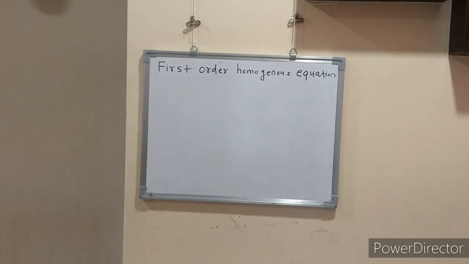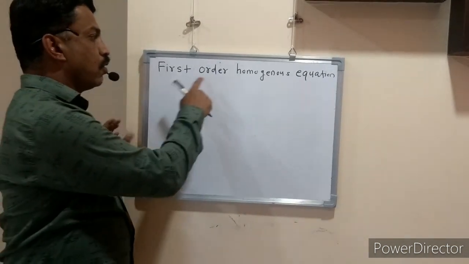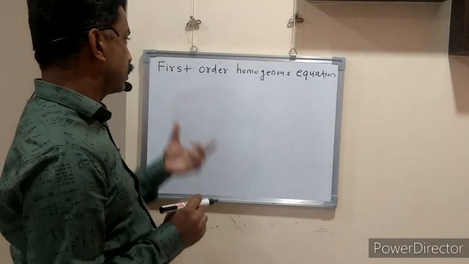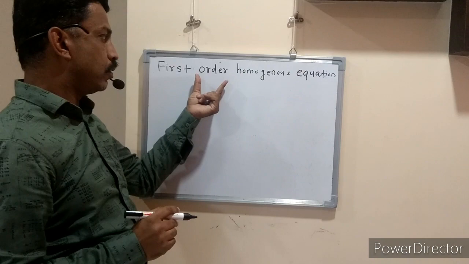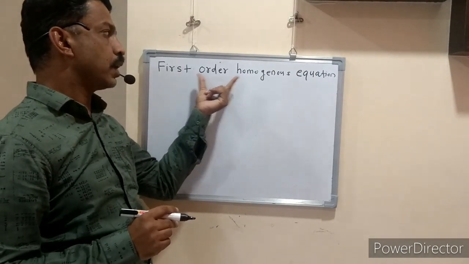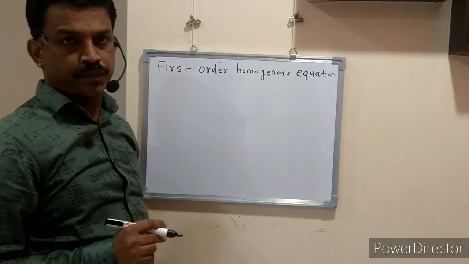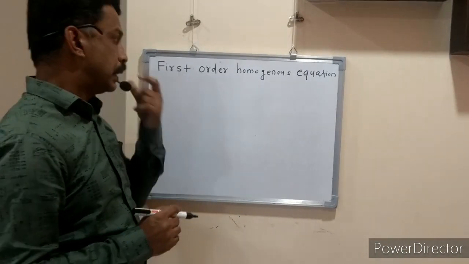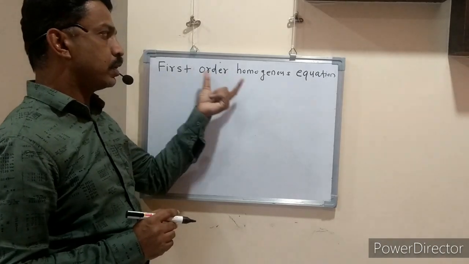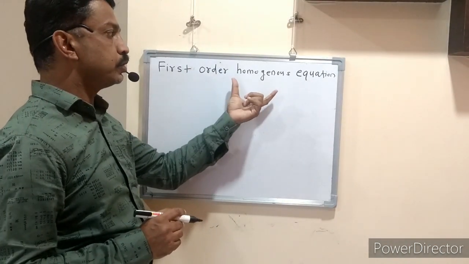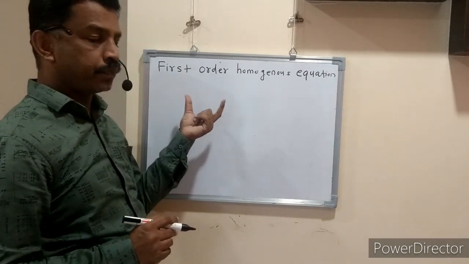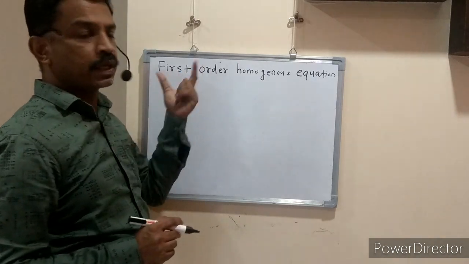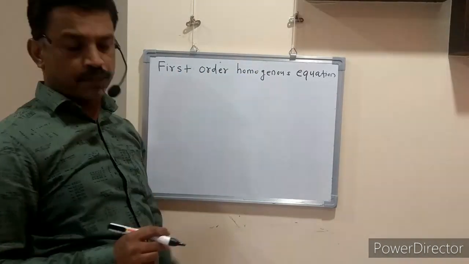Hello friends, today we see the first order homogeneous equation with constant coefficients. First we have seen what is meant by order and what is meant by homogeneous equation. Order means, suppose we say dy by dx, so it is known as first order equation. And homogeneous means if the dependent term is present in each and every part of the equation, then it is known as homogeneous equation.